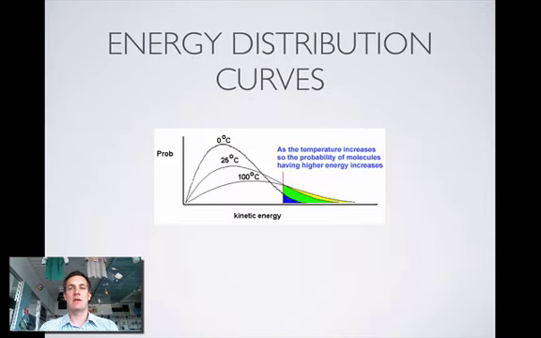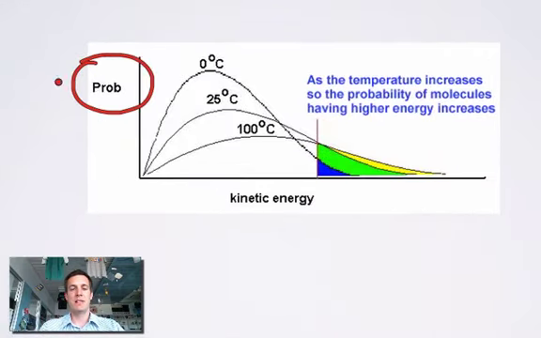Here is something called an energy distribution curve. I'm going to go quite quickly through this because I know you can stop this film as many times as you like, but this is an important graph and it's important to understand what it shows. We've got some labels on it. This is prob, which refers to the probability of finding a particle with a certain kinetic energy.